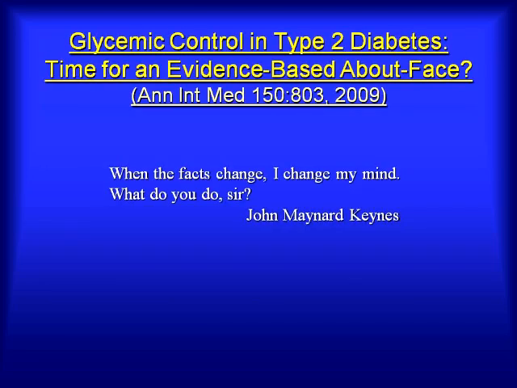mind-boggling, as it were. There was a great editorial on this whole issue that was published by my good friend Victor Montori out of Rochester. It was published in Annals of Internal Medicine: Glycemic Control in Type 2 Diabetes, Time for an Evidence-Based About-Face. And it started out with this: when the facts change, I change my mind. What do you do, sir? So we need to be looking at what we're doing.